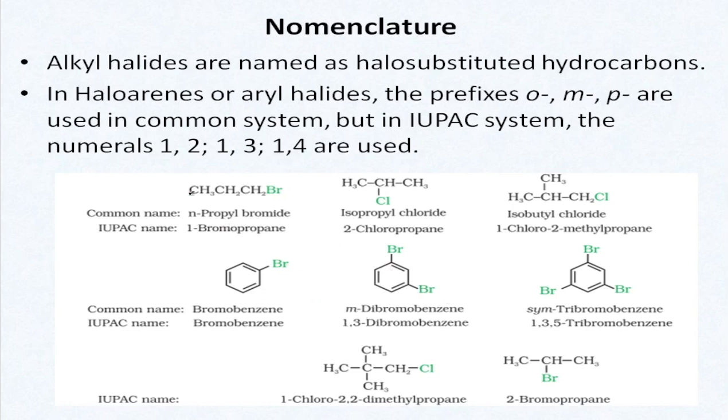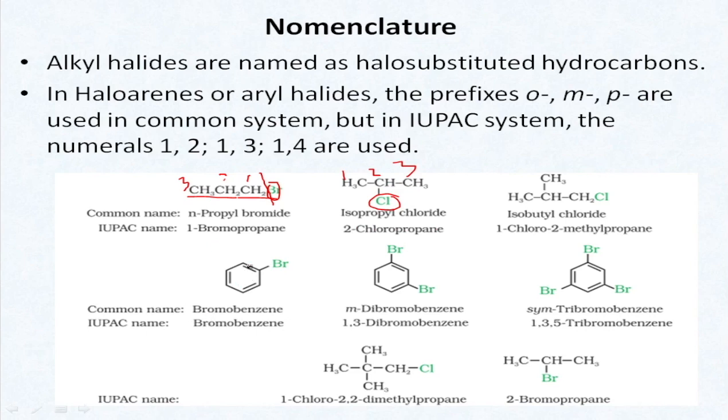For example, CH3CH2CH2Br has three carbon atoms of propyl, so with Br the common name is n-propyl bromide. The IUPAC name: numbering 1, 2, 3, the bromo group is on the first carbon, so it is 1-bromopropane. The second one is isopropyl chloride as the common name; the chloro group is at position 2, so you write 2-chloropropane.